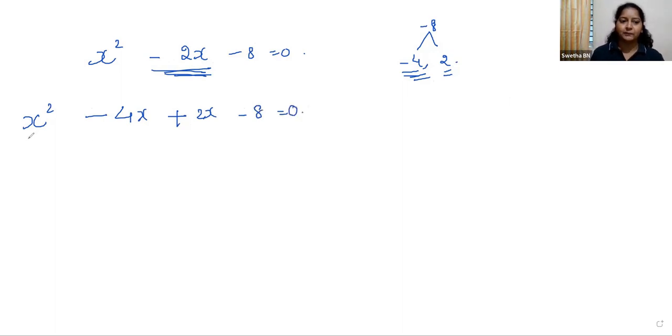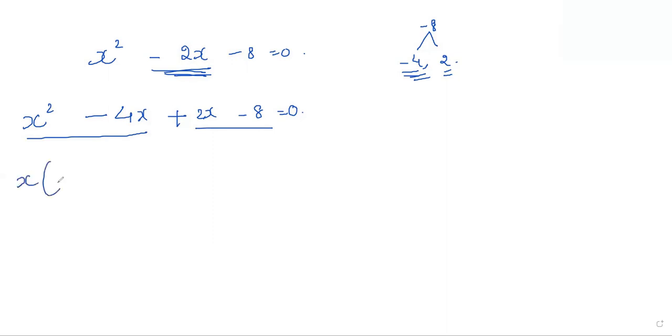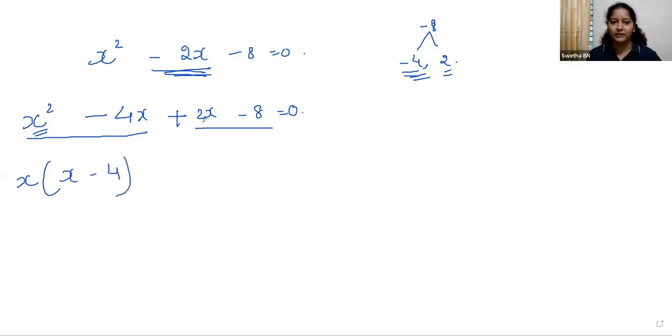Now, what is the next step? You have to group the terms. Group two terms. What is common in both? X is common. Yes, take it outside the bracket. Then what is remaining here? 1x is outside. X minus 4, ma'am. Very good, x minus 4. Next, what is common here? 2 is common. Here we have a minus sign, here also we have a minus sign. So, 2 is common, right?